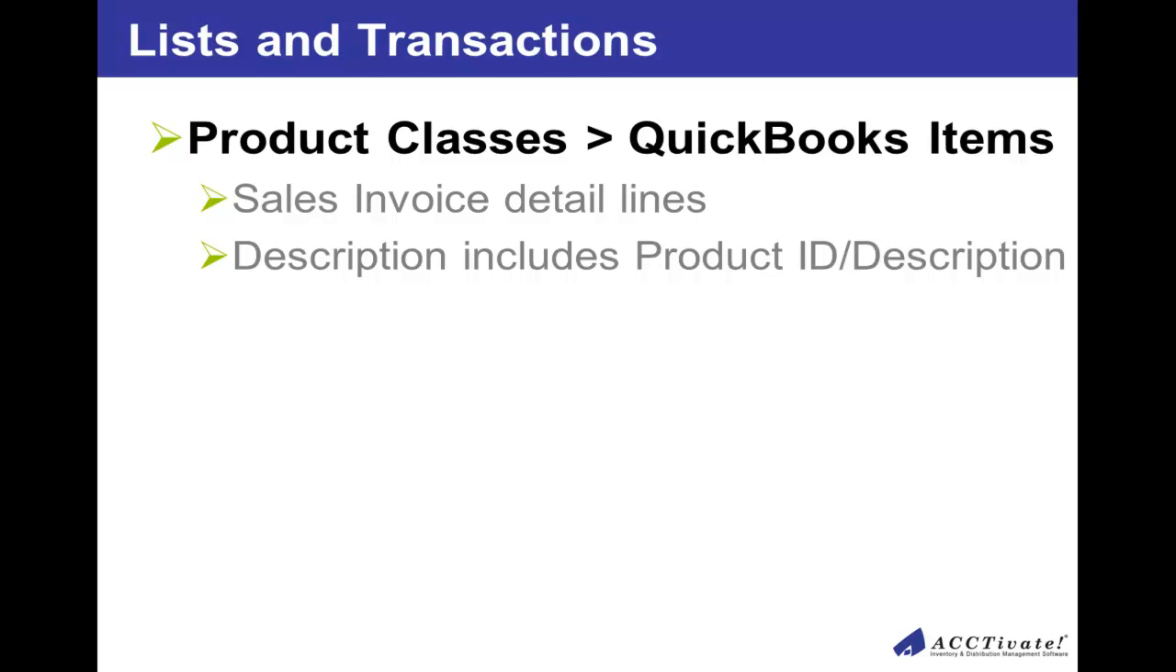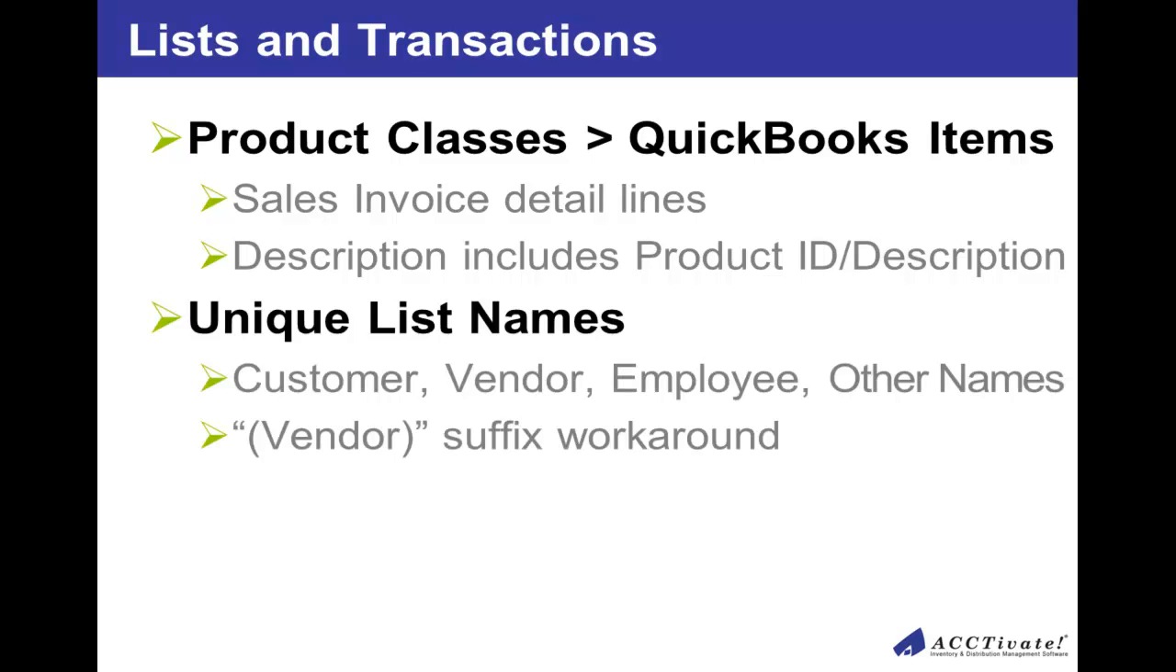So what we've done is we've just simplified that by synchronizing with the groups, the product classes, as the QuickBooks items. So if you want to have any additional details on your QuickBooks sales invoice, you'll actually need to create multiple product classes to cover that detail level. And the description will still have the full ACCTivate product ID and description. So you're not going to lose that data. It's just going to make it a little less detailed for QuickBooks reports.